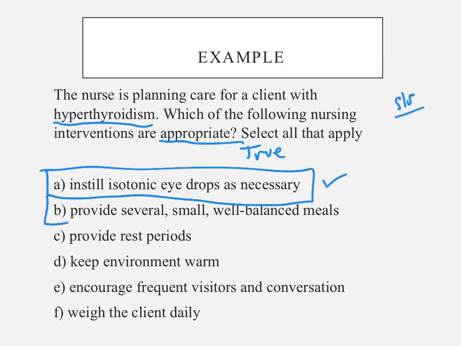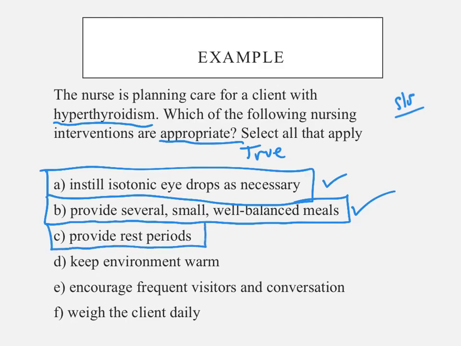Okay, go to B. Would I provide several small, well-balanced meals? Well, that usually always sounds good for hyperthyroidism. Would we do that for hyperthyroidism? Is that an appropriate intervention? Yes or no? Would we provide rest periods? Okay, do we provide rest? Well, they can get exhausted pretty easily. So yeah, that would be an appropriate intervention. True.